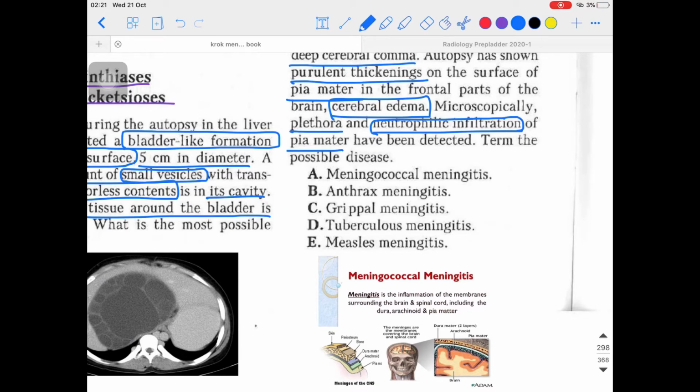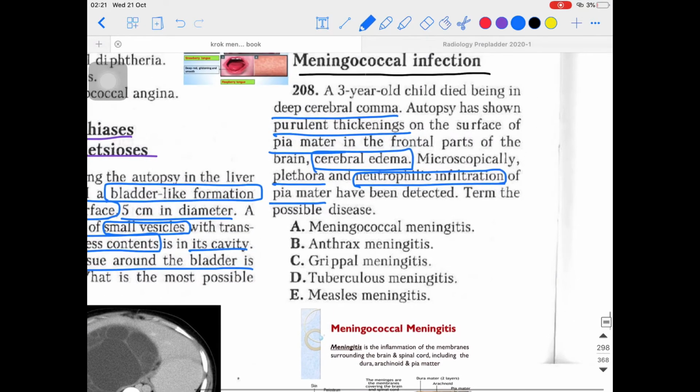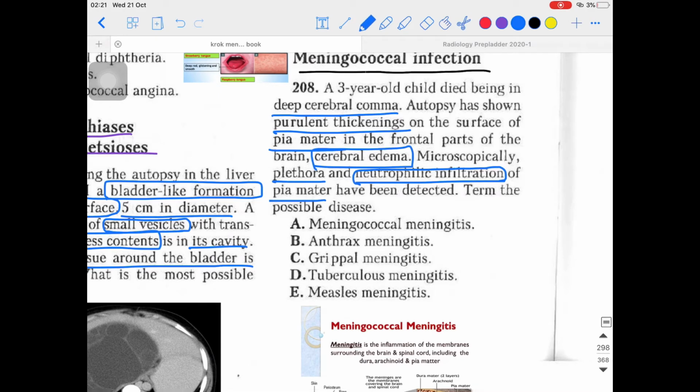Neutrophilic infiltration of the pia mater has been detected in the possible disease over here. So the thing is very clear that they are talking about the cerebral cortex where there was purulent thickening and neutrophilic infiltration going on inside the pia mater. So that is the inflammation of what? Inflammation of the pia mater. So can I say pia mater is a part of the meninges, so can I say inflammation of the meninges? So meningitis, isn't it? So we are talking about meningitis.